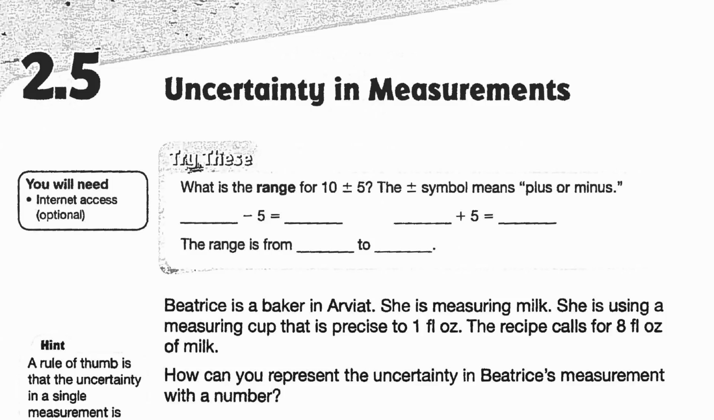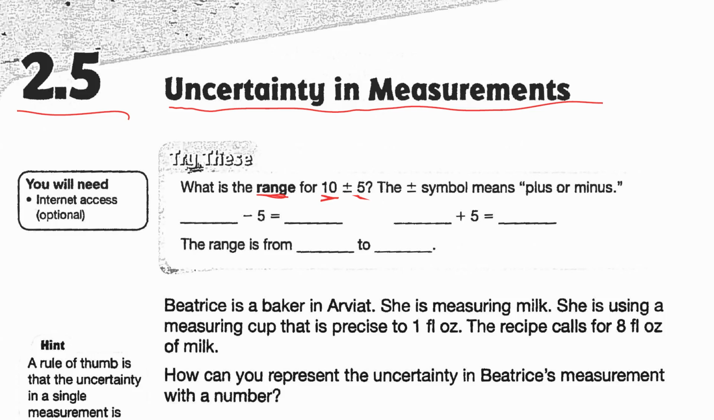All right, welcome to the last section of Unit 5. I believe it's the last one. 2.5, uncertainty in measurements. So when measuring, you're going to get an uncertainty range, and that's what uncertainty is. It's a value that, let's say you give someone 10 and it's plus or minus 5 would be the range or the uncertainty.